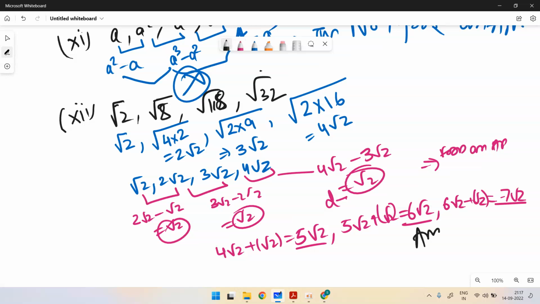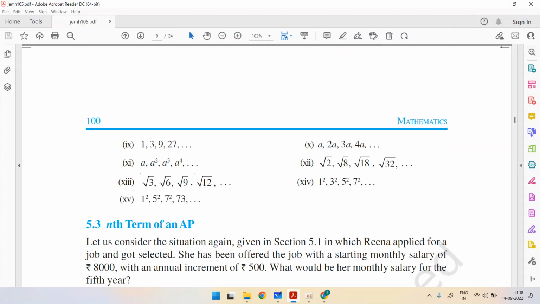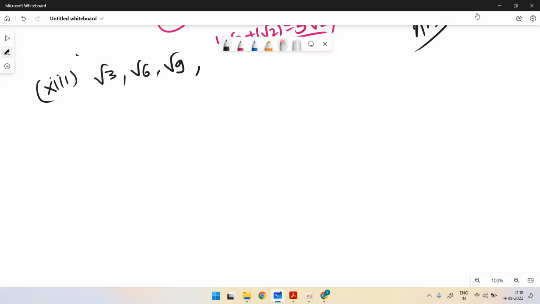Now, next is the 13th part. This 13th part says root 3, root 6, root 9, root 12. So this is root 3, root 6, root 9, and root 12. So if we simplify this, root 3 remains root 3 only.